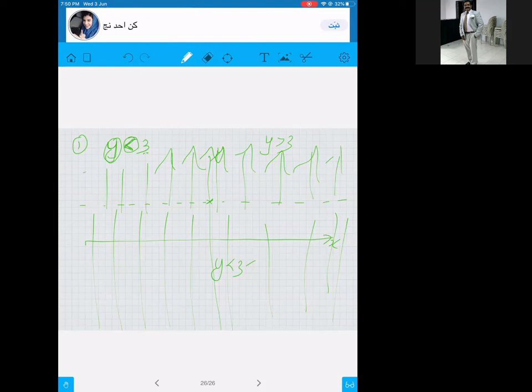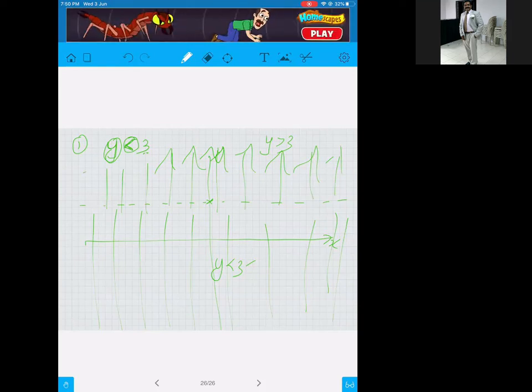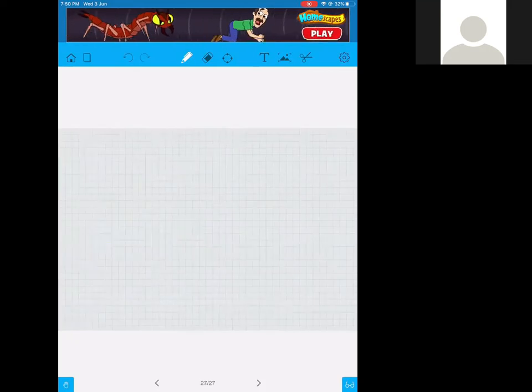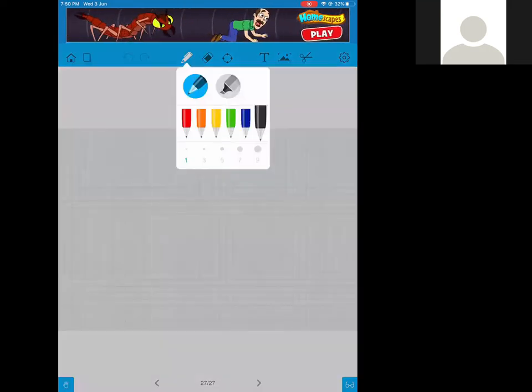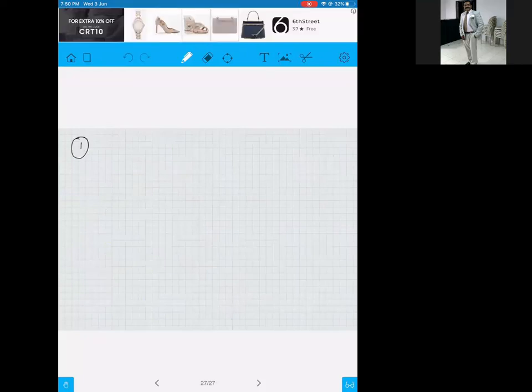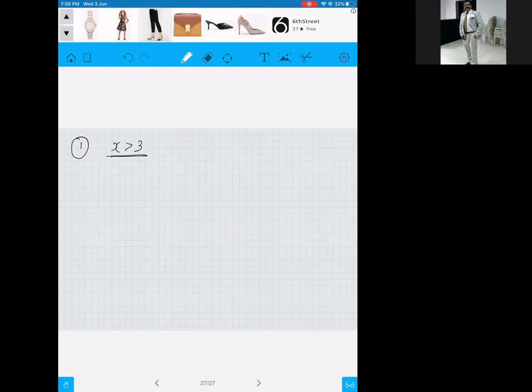Fawaz, did you get my point? Yes, sir. Jaima? Yes, sir. Haneen? Yes, sir. Okay, Haneen, tell me, suppose I need to represent x greater than 3. How to represent this region, x greater than 3?